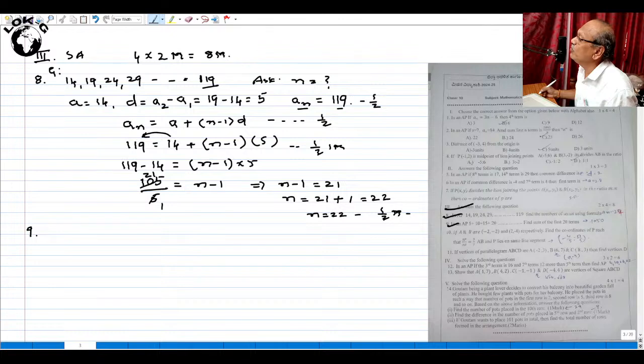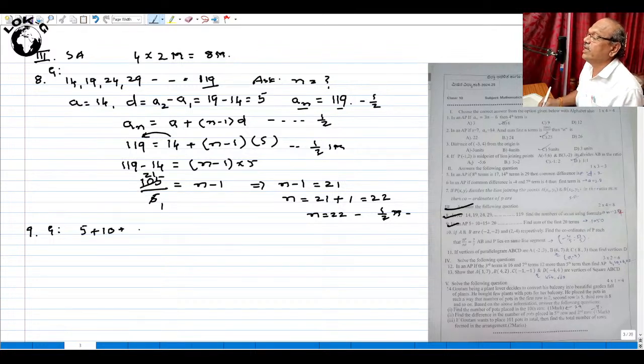In an AP, 5 plus 10 plus 15 plus 20, find the sum of the first 20 terms. Observe here. Again, it is an AP. Note down what is given and what you are asked to find out. It is a very simple question based on the Sn formula.